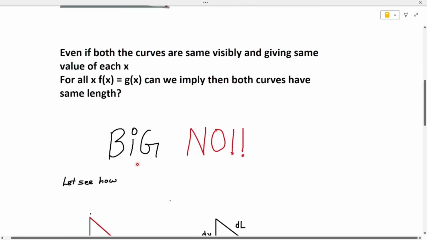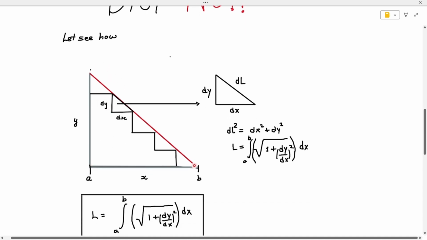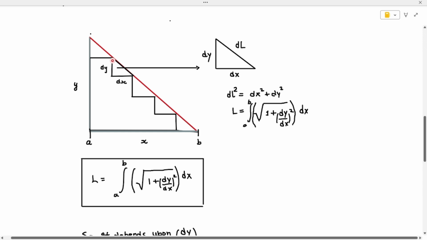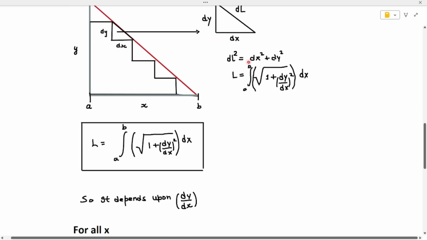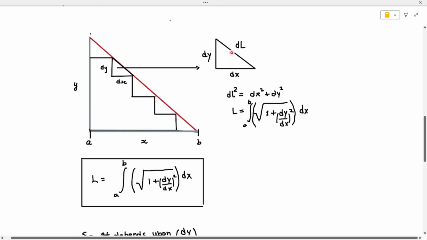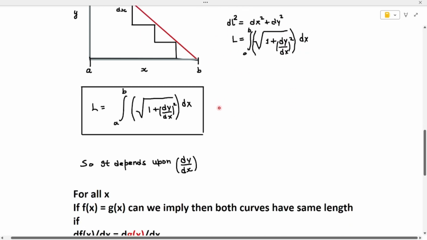I'm going to answer that. There's a big no, and there's a reason why. If you take this infinitely small right angle triangle from this staircase type curve, you will see that it has a small base and a small height, and you can figure out its hypotenuse using the Pythagoras theorem. From there you can figure out the length of the hypotenuse, right? Solving this equation here, right?